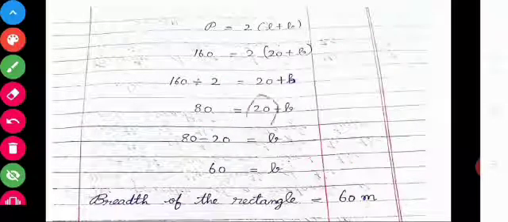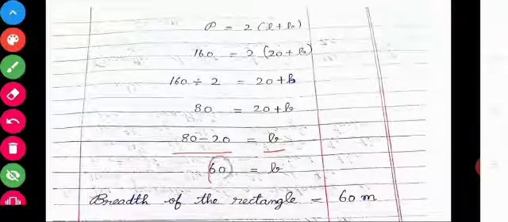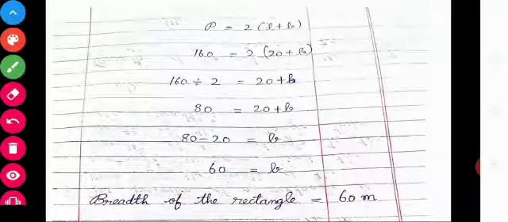This plus 20 will come before the equal sign, and that sign will be changed to the opposite sign. Plus will be changed into minus 20. So 80 minus 20 is equal to B. So B is how much? 80 minus 20 is 60. So the breadth of the rectangle is how much? It is 60 meter. Okay children.